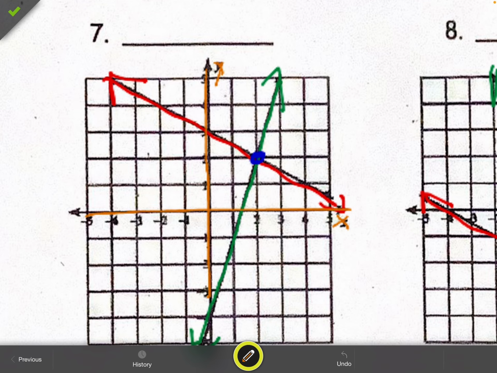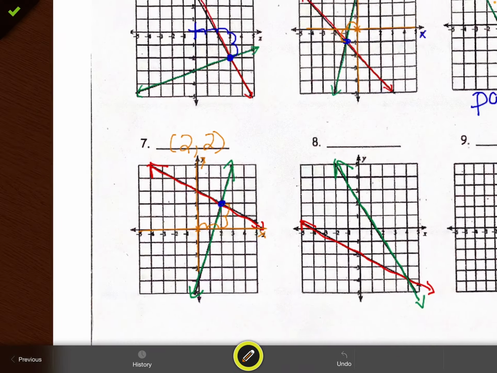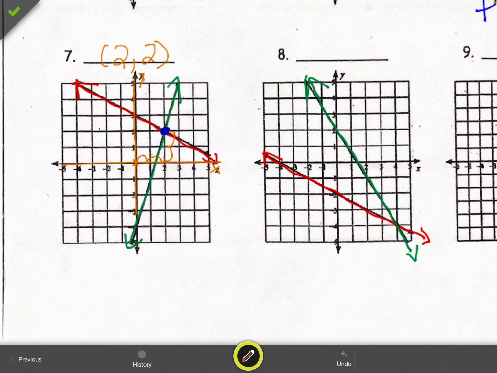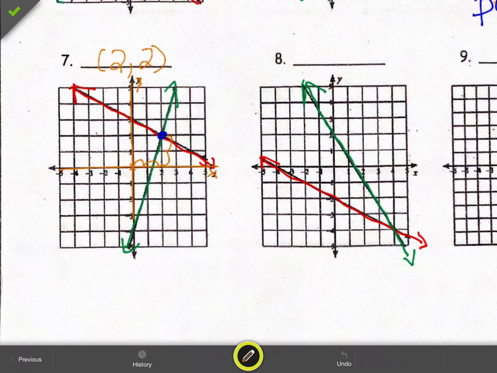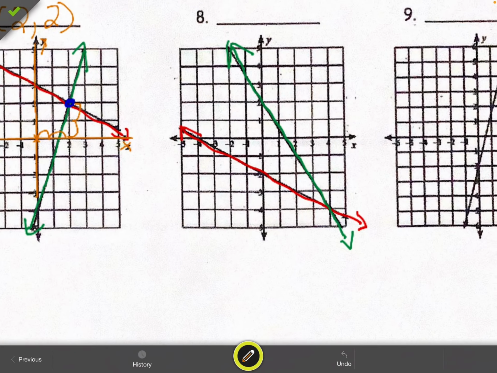This would be your x-axis. So your starting point, your origin's right here. So you'd have to go to the right 2. So that would be positive. And then you'd have to go up 2. So that would also be positive. Okay. All right, let's try number 8. So that's your solution, 2, 2. 2, 2 works for that system of linear equations. It will work in both of the equations, if we had the equations.